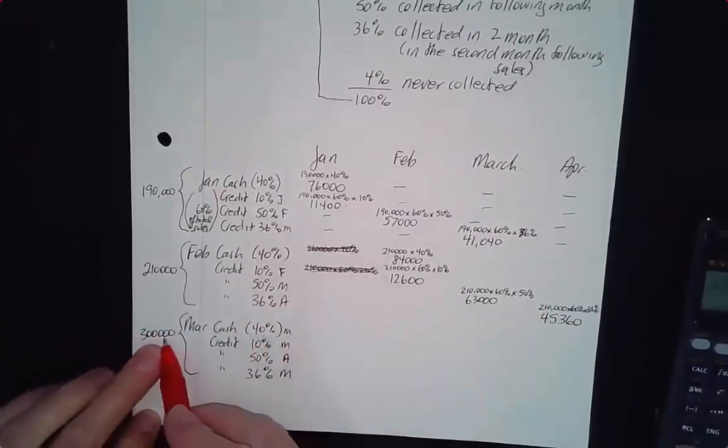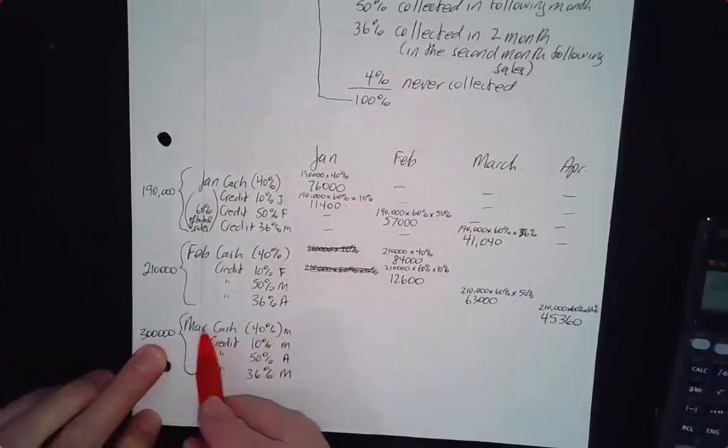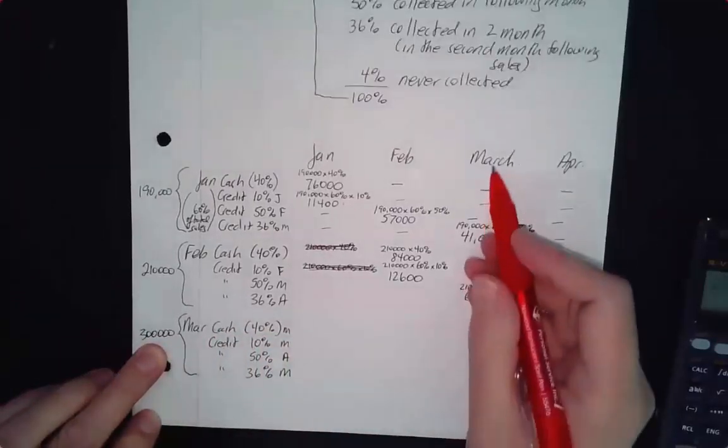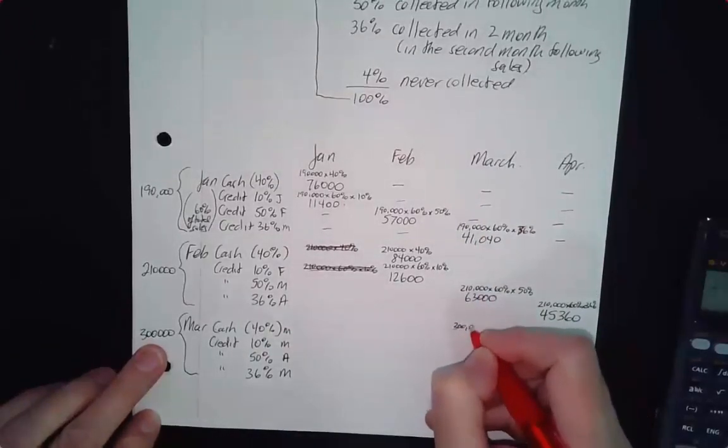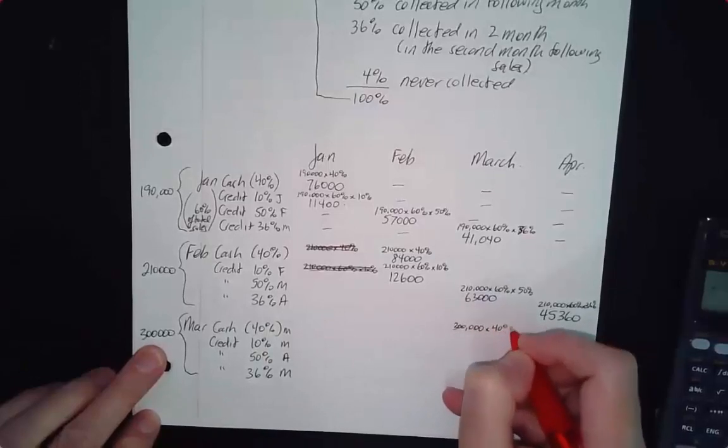So that's 40% multiplied by the 300,000. I'm going to do March to March. So I go over here. This time I'm smarter. I do March to March. I'm going to do 300,000 multiplied by 40%.